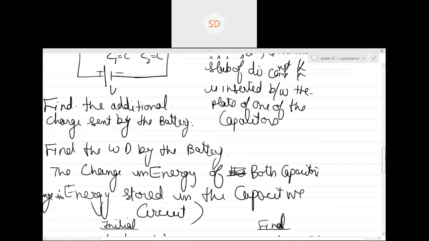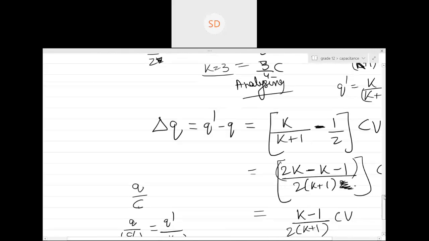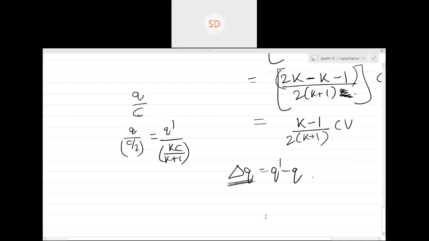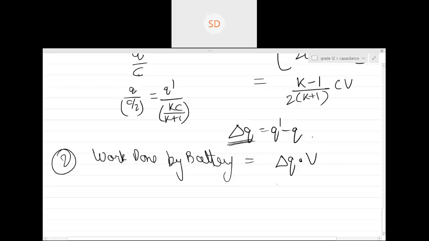Work done by the battery. Find the additional charge sent by the battery. What is the work done by the battery? Can anyone tell me, if you remember? Please remember, the work done by the battery in sending the additional charge will be delta Q multiplied by V. So basically, this will become (K minus 1) into twice of (K plus 1) into CV into V, so that will become CV square. Okay. What is the third point now?